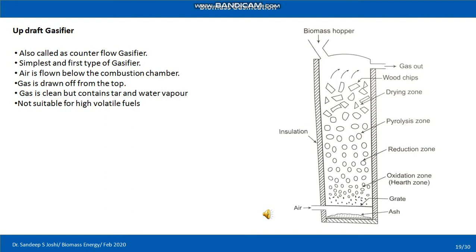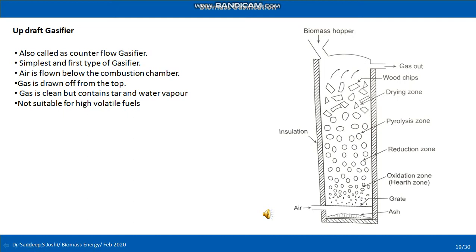Then this is that second type, updraft gasifier. This is also called the counterflow gasifier, which is very simple and the first type of gasifier. Air is flown below the combustion chamber. You can see in the picture, the air is flown below the combustion chamber. Gas is drawn off from the top.